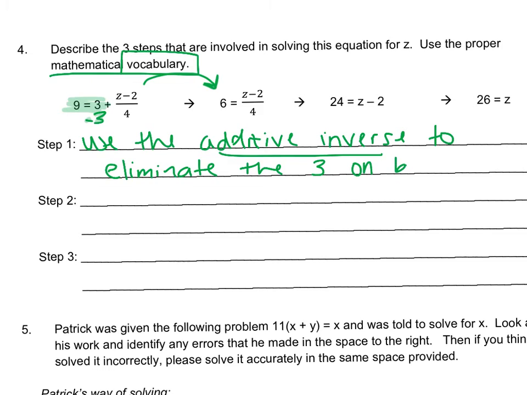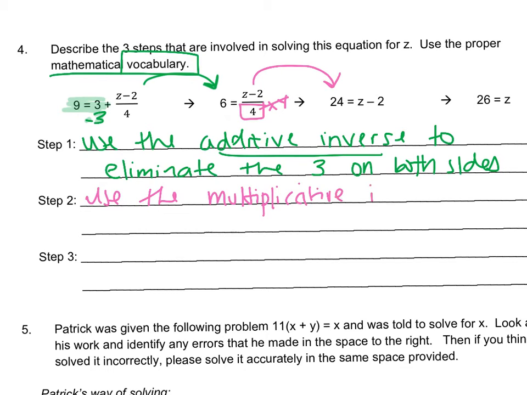And we do that on both sides. Step 2, here to here. I noticed they got rid of this 4, so I would have had to multiply by 4. We use the multiplicative inverse. That's the vocabulary I expect to see to eliminate the 4.